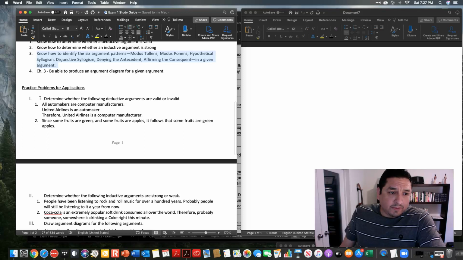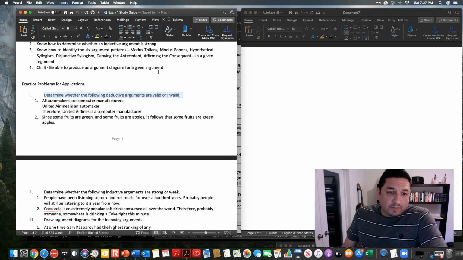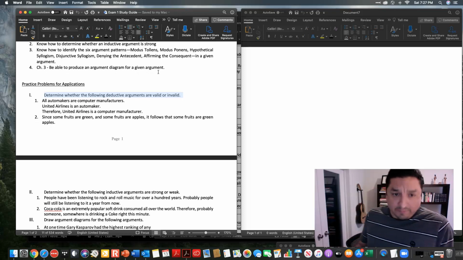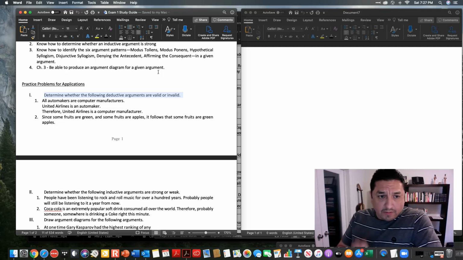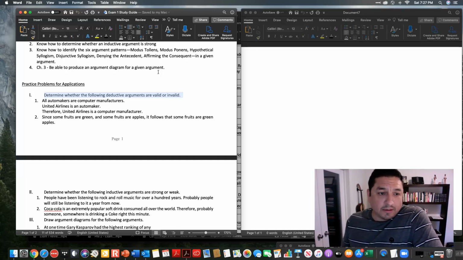So, for instance, this first one is asking you to determine whether a given argument is valid or invalid. Now, the format is going to be such that you're not going to have to determine whether it's a deductive or an inductive argument. You're going to be told that it's a deductive argument and asked, is it valid or invalid? So let's take this first problem here. This is an argument, and the question is whether it's valid or invalid.